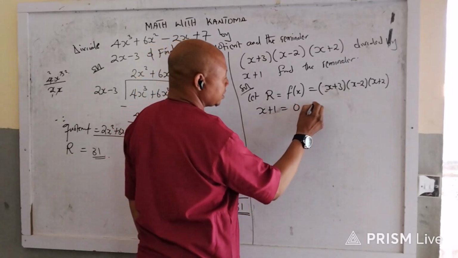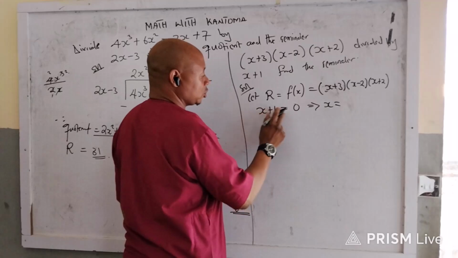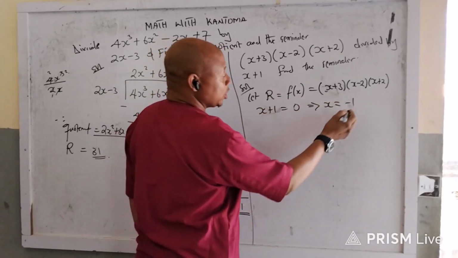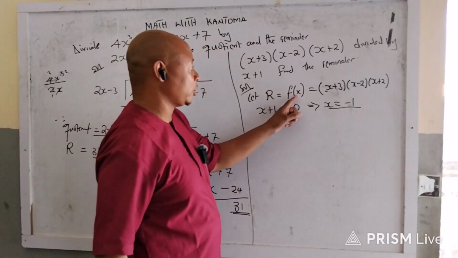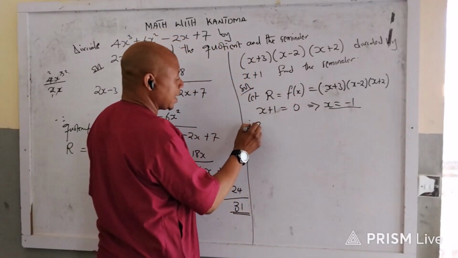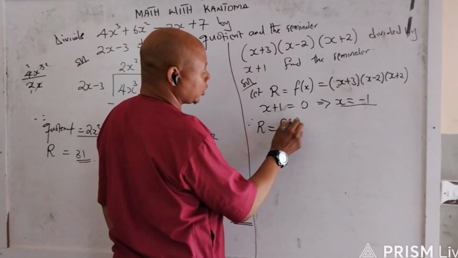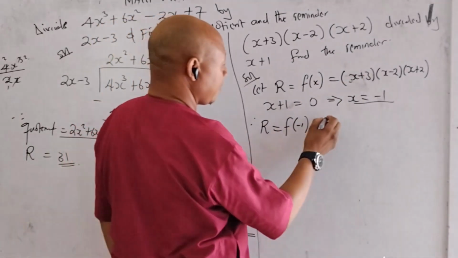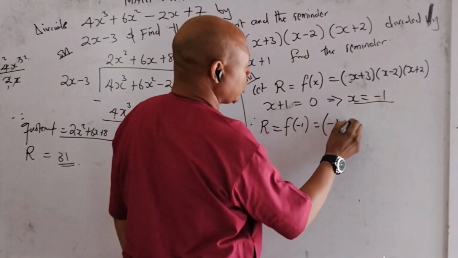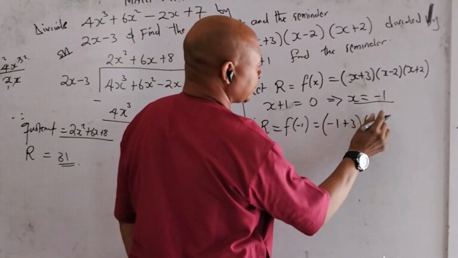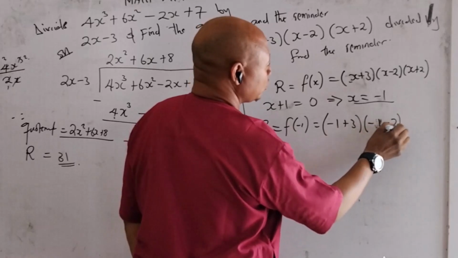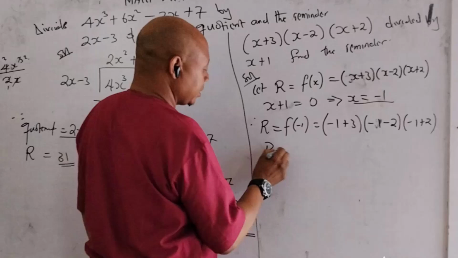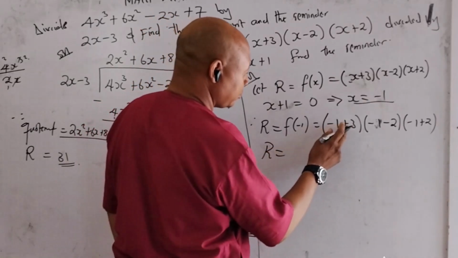So this implies that x is equal to, when x plus 1 is 0, the 1 crosses the equality line, and x will be equal to minus 1. So when x is minus 1, substitute for x to be minus 1. Therefore, the remainder r is equal to substitute x to be minus 1 in the function. Wherever you see x, put x to be minus 1. So this is going to be minus 1 plus 3, times minus 1 minus 2, times minus 1 plus 2.